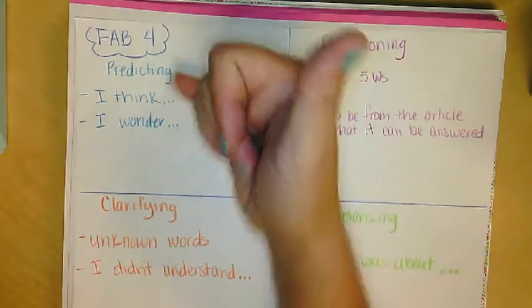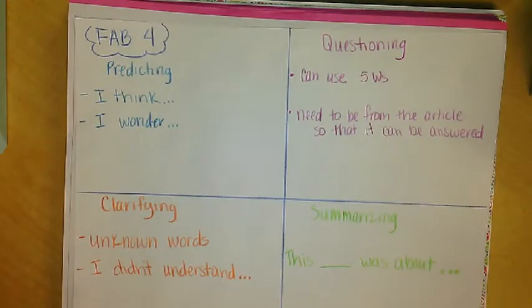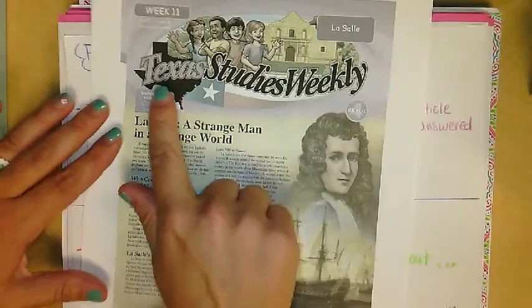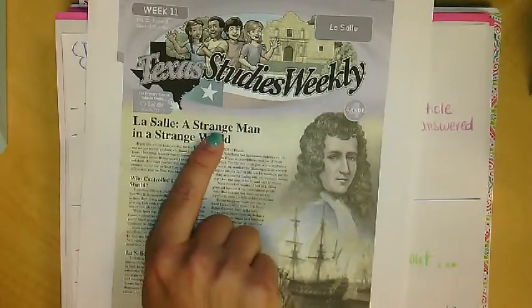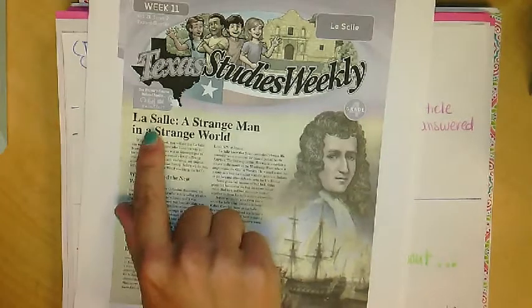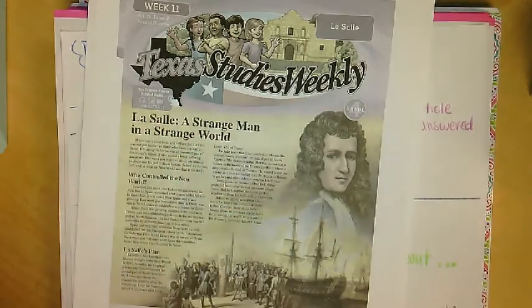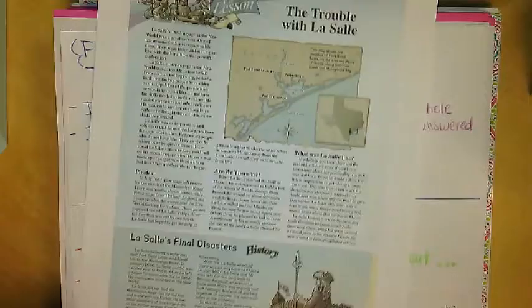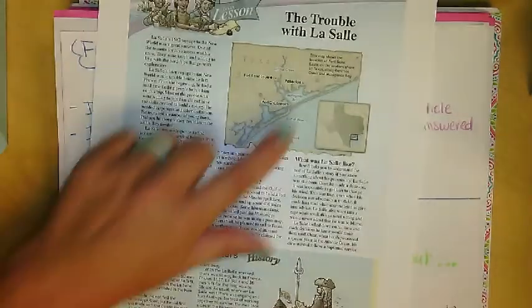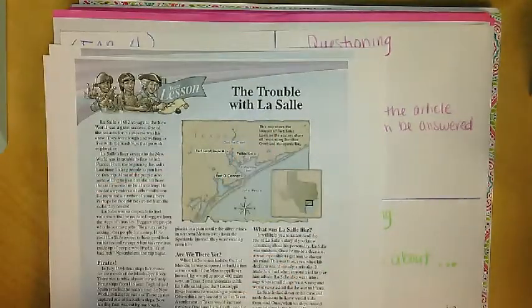The first is predicting. Obviously, we want to do this before we're reading. So before we read our article today, we want to make some predictions about it. So I'm going to take the article, and I'm just going to start looking over the titles, the subtitles, anything that's bold. I'm noticing it says A Strange Man in a Strange World. If I keep going, I see pirates, I see disasters, I see a big title of The Trouble with LaSalle.